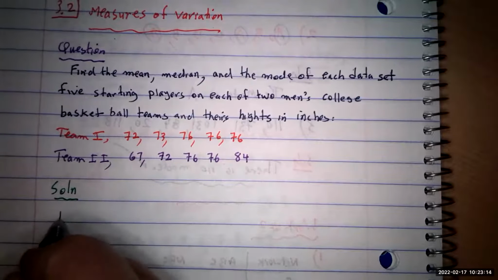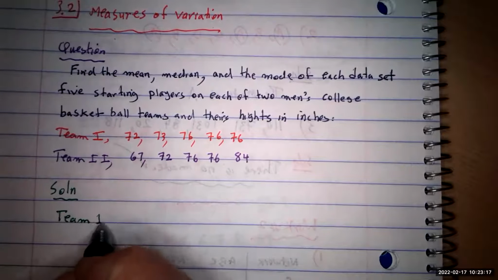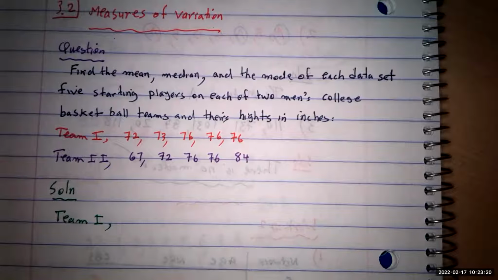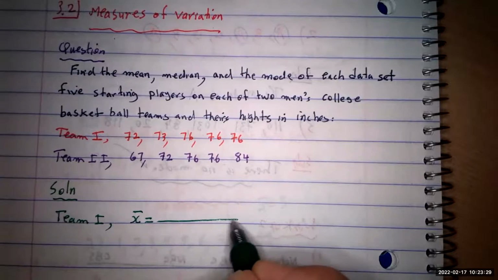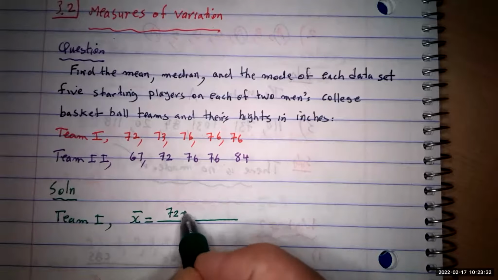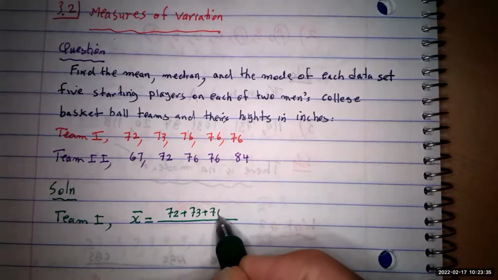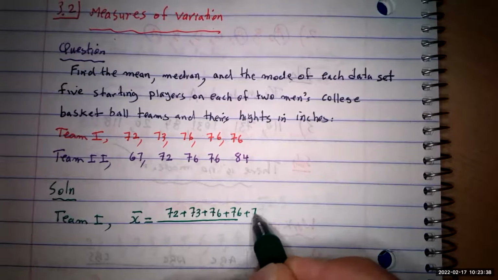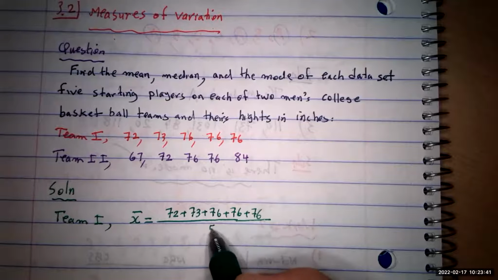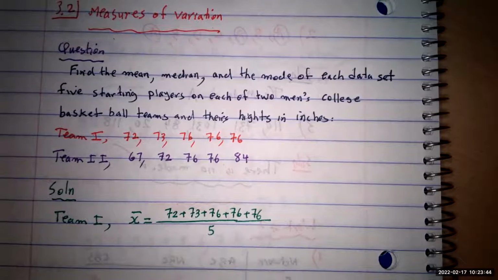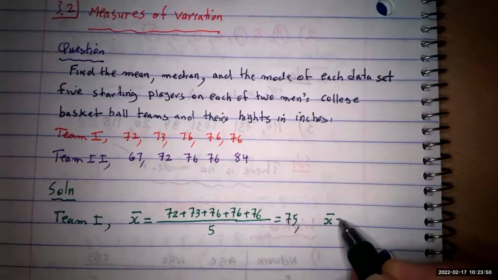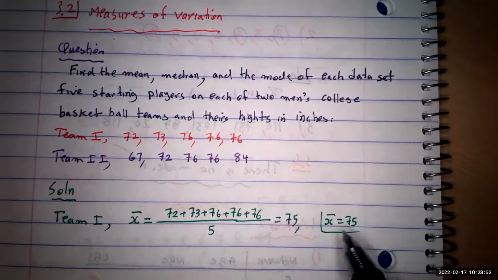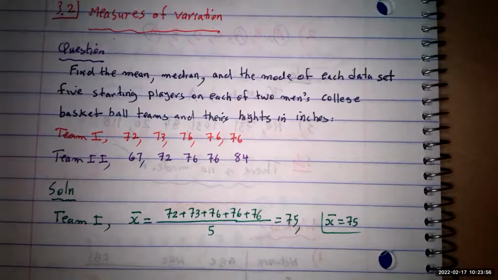Okay, for the first team, the mean, you know that the X bar is going to be, you add those numbers and you divide. So that gives you 72, 73, and you have those 76s. So you have 5 numbers, you divide by 5. And if you use your calculator, you should arrive at 75. So the X bar would be 75 for the first group. That would be the mean.